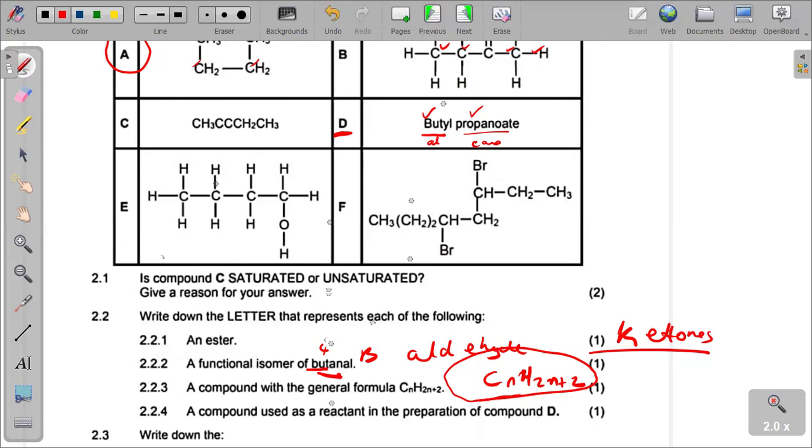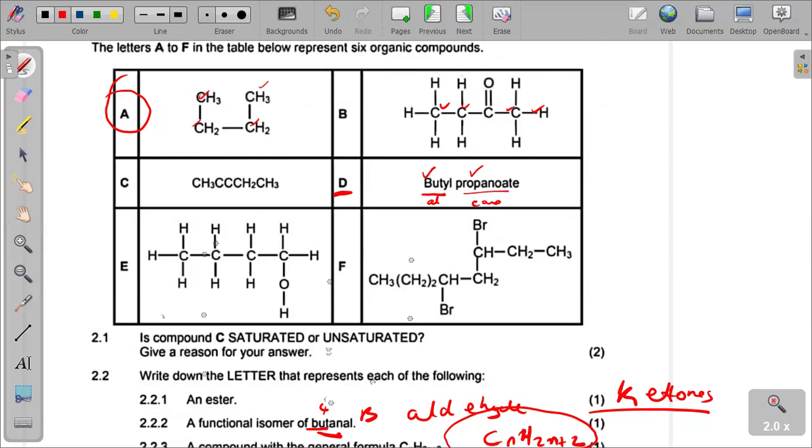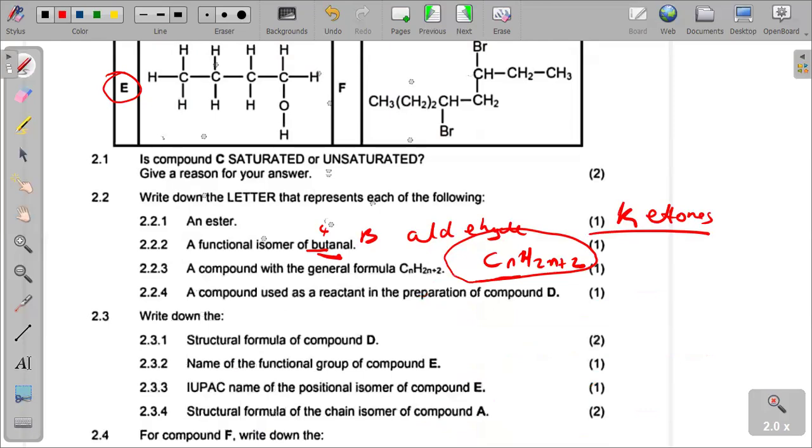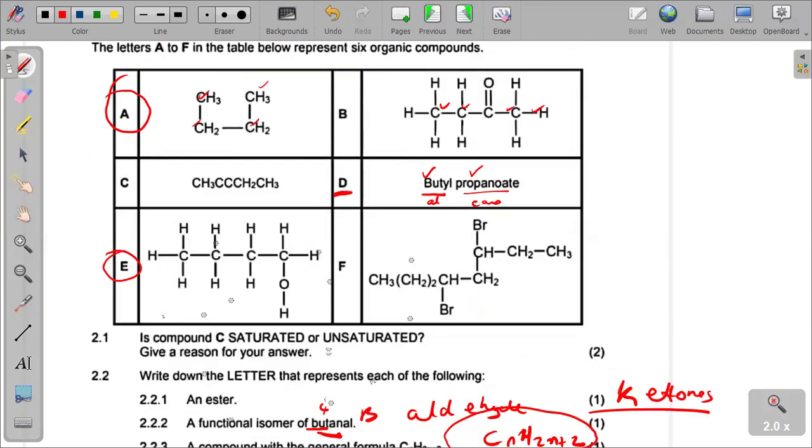So from the look of things, what we are looking for here, E best fits our description. So for 2.2.4, we see butanol there. So that's an alcohol. Apparently, we do not see propanoic acid, because that's the other organic acid that we use to form butyl propanoate. So the compound that is used as the reactant in the preparation of compound D is E. We've answered that.